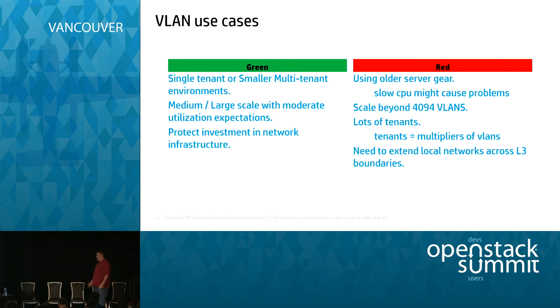Scale beyond 4094 is just out of the question. We're not doing it. If you've got lots of tenants, that's a bad sign. If you're running into that, I think potentially this is going to be a large multi-tenant environment. We're going to have lots of tenants. Well, that's an exponent, right? So it's going to start getting bigger and bigger fast. You may hit that wall faster than you think.